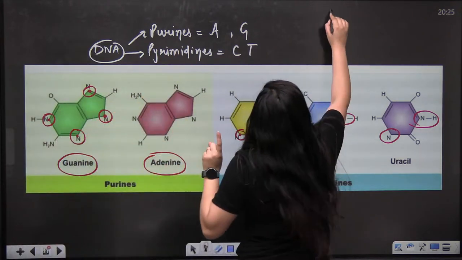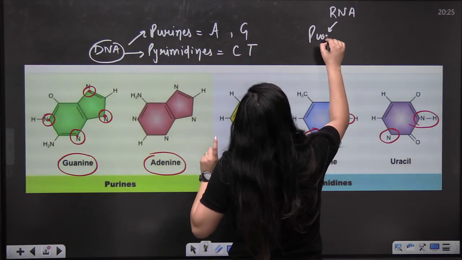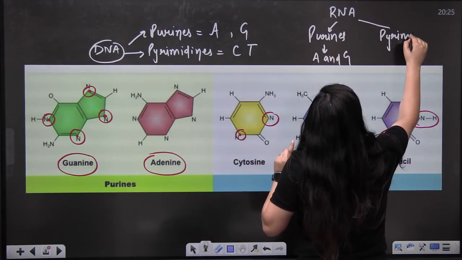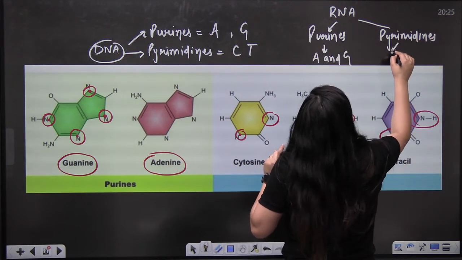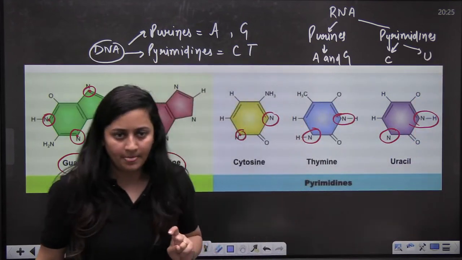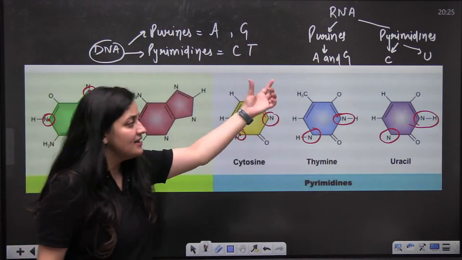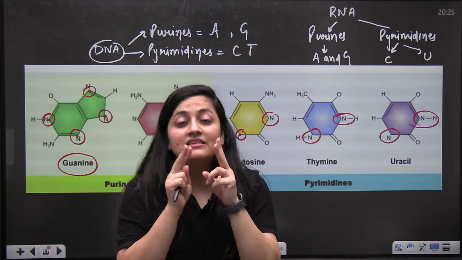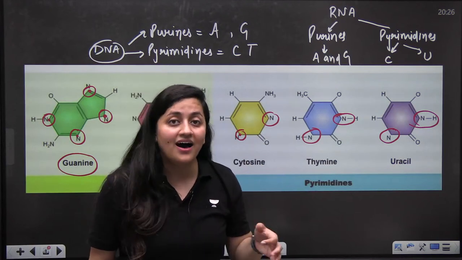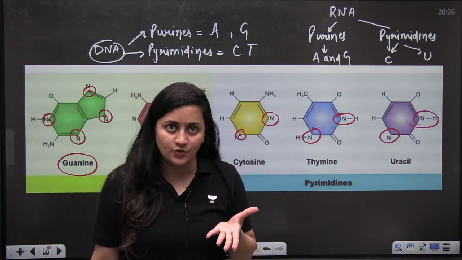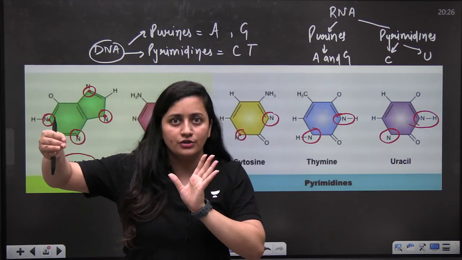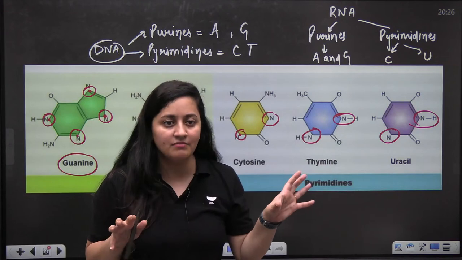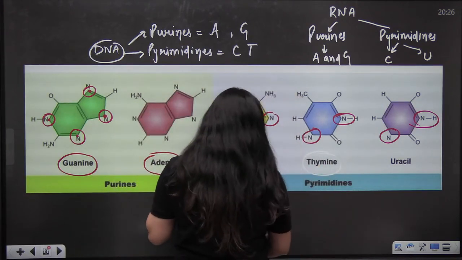Now, when you talk about the RNA, the purines are the same, adenine and guanine. For the pyrimidines, because it is RNA, cytosine and uracil will be there. So DNA is having thymine, RNA is having uracil. This is a major difference, and it puts a question mark over the RNA stability. Uracil is quite reactive as well, so when evolution was going on, obviously in place of uracil, thymine came.